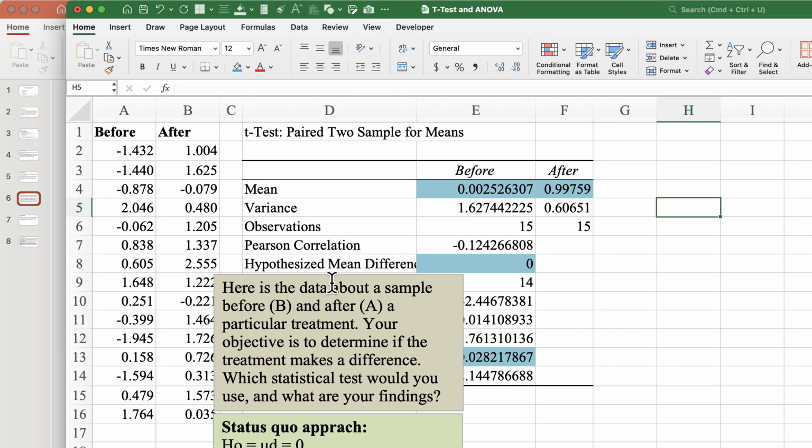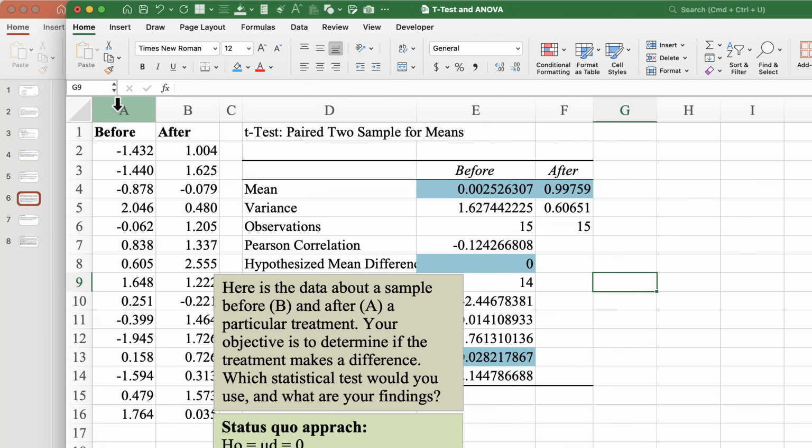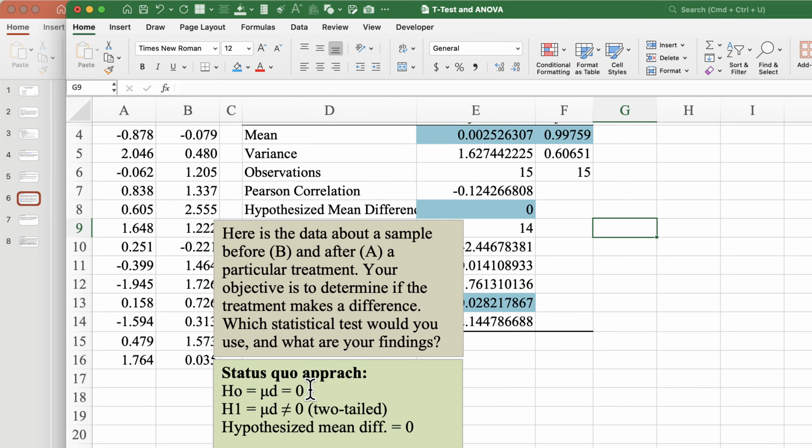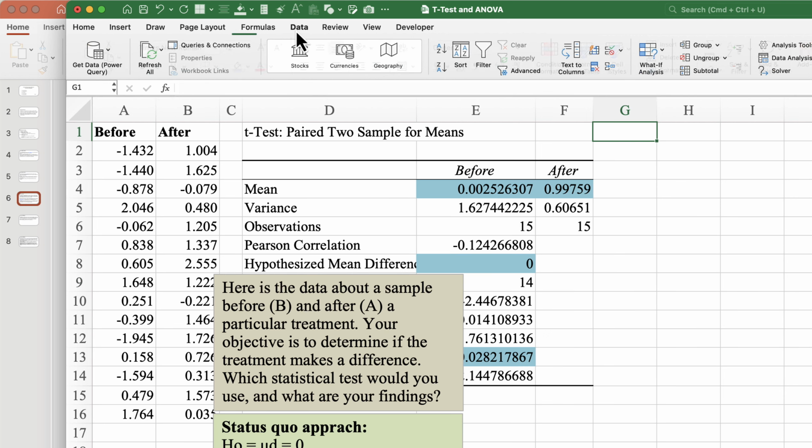Here is one example. Here is the data about a sample before and after a particular treatment. So there is some material that has undergone some treatment which increases its strength, and your objective is to determine if the treatment makes a difference. Because we know it's the same sample just before and after, we'll be using a paired t-test. So this is our status quo approach, and the null hypothesis is that the difference in the means of before and after is 0, and the alternative hypothesis would be exactly the opposite, which means the difference in the means is not equal to 0.